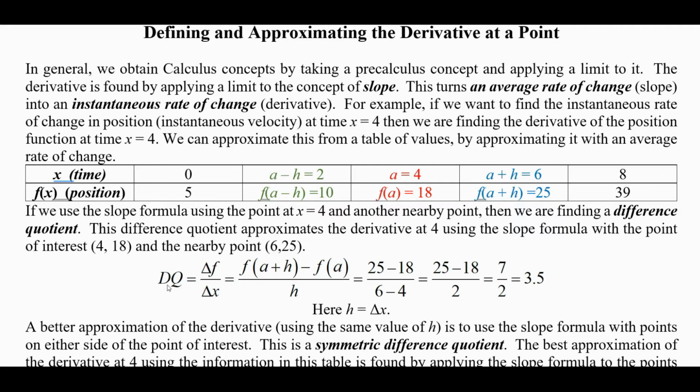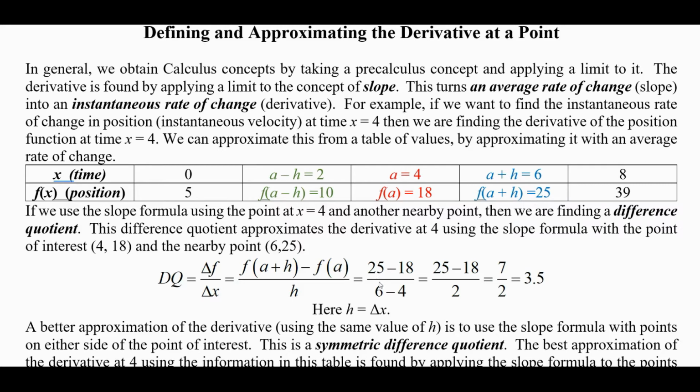Okay, and the general formula is the difference quotient will be a change in the function over a change in x, delta f over delta x. And that is f of a plus h minus f of a over h, and h is another name for delta x. Of course, delta x, like we said, is 6 minus 4, which is 2. And then a is 4. So f of a is its corresponding y value, which is 18. And a plus h is 4 plus 2, which is 6. And then we do f of that, which is 25 here.